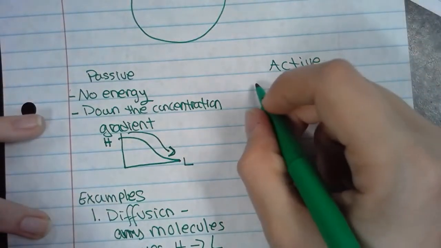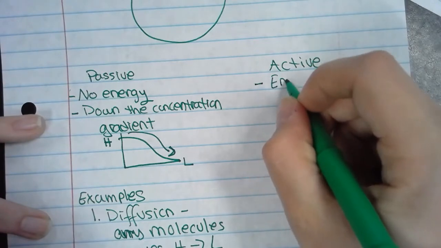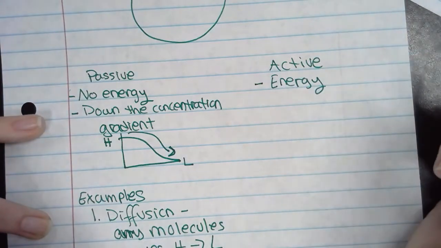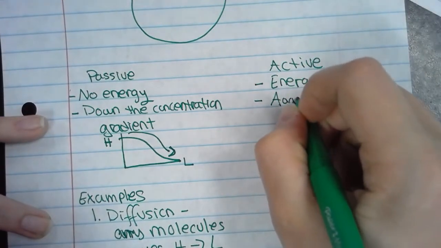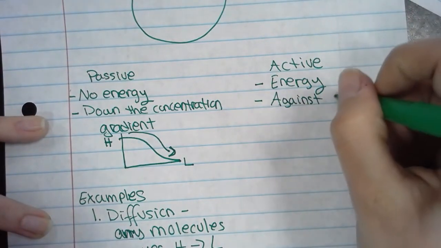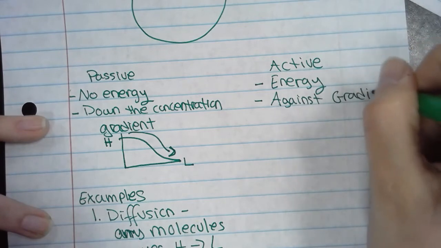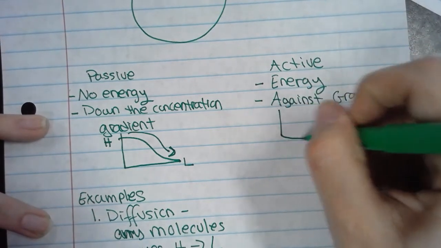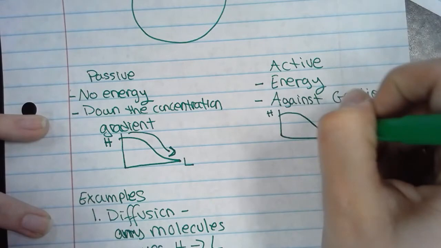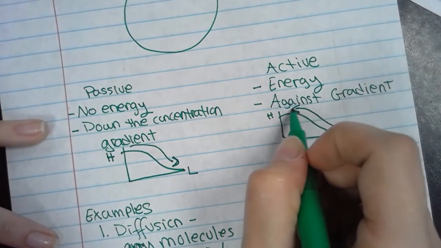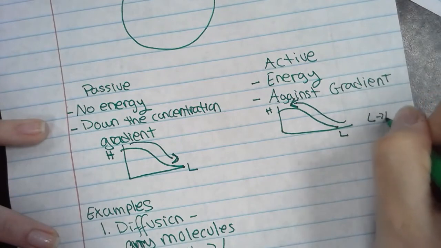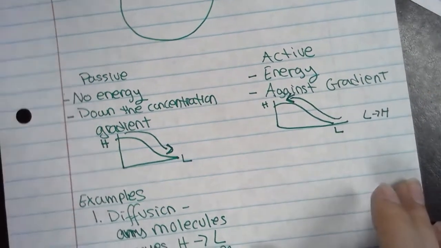Active transport requires energy. Think like active. When you're active, you need to use energy. This goes against the concentration gradient. So if we picture our slide again, and we have high and we have low, this means that this is going up. So going from low to high, if you've ever tried to climb up a slide, you're going to need some energy to actually climb up it.